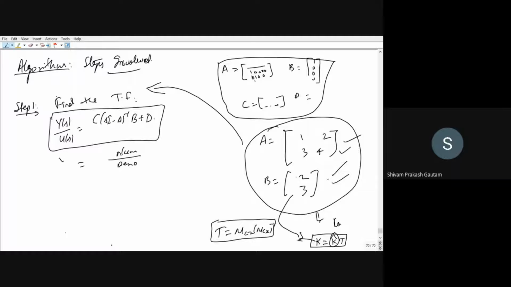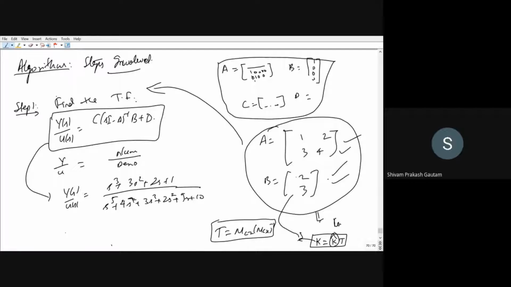If you don't know, I will just explain. Suppose let us consider a random transfer function that you're getting from this step: s cube plus 3s square plus 2s plus 1 upon s to the power 5 plus 4s square plus 4s to the power 4 plus 3s cube plus 2s square plus 9s plus 10. Suppose this is our transfer function that we are getting after solving from here.